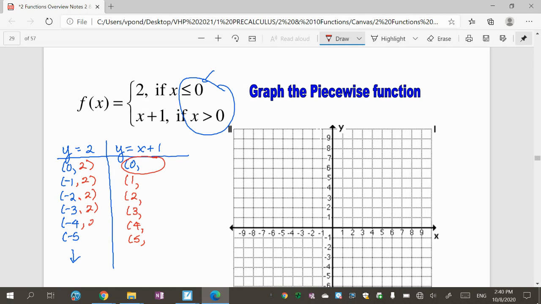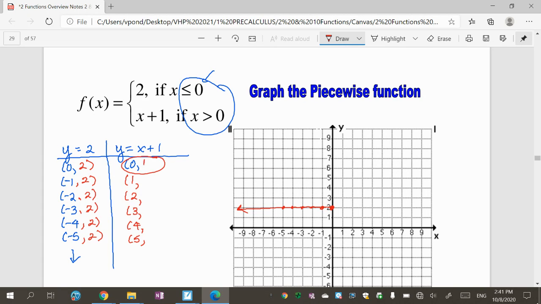Get the idea? So this is just going to be a straight line, a flat line with a slope of 0, y equals 2. So I have 0, 2, -1, 2, -2, 2, 3, 2, 4, 2, 5, 2. So this part of the line looks like this, part of our graph.